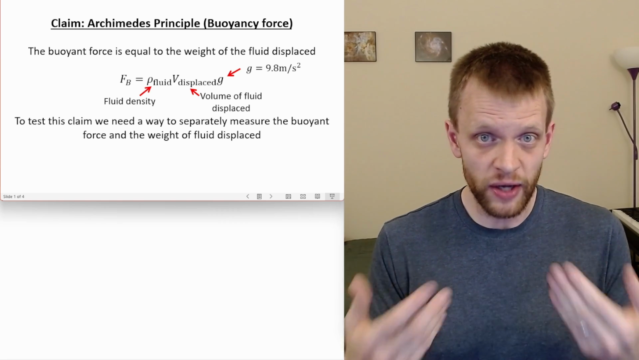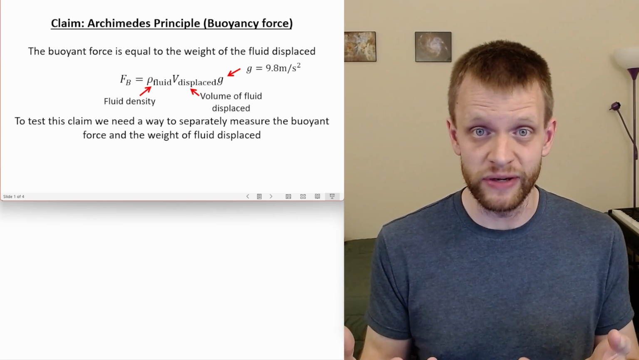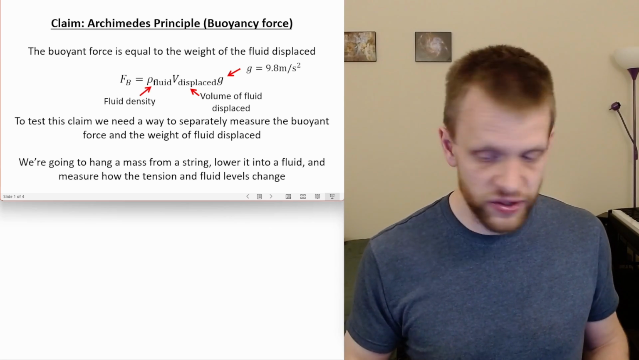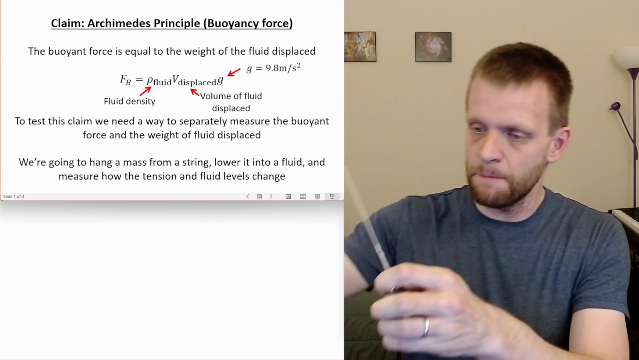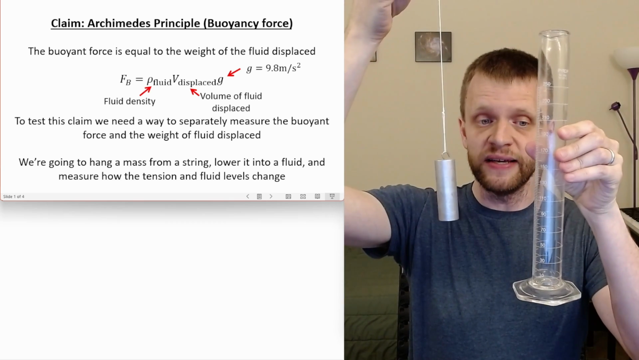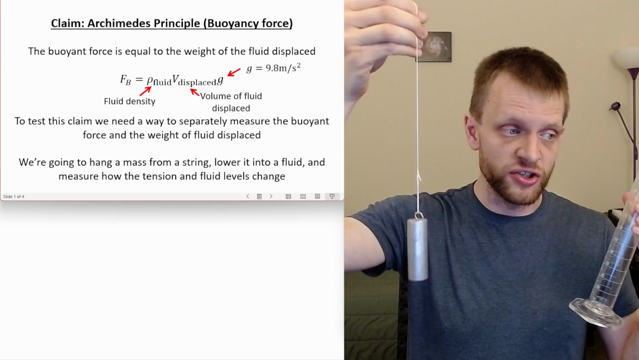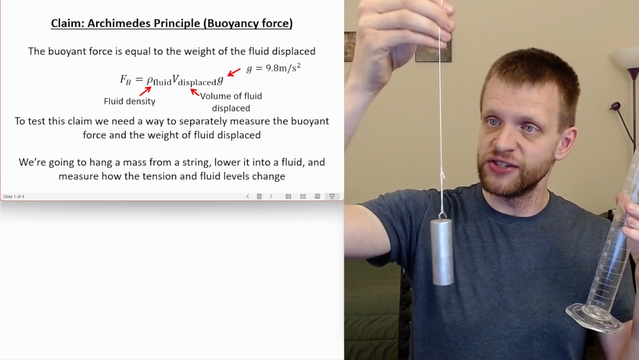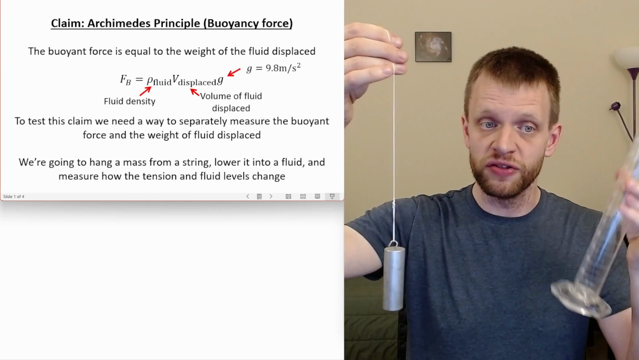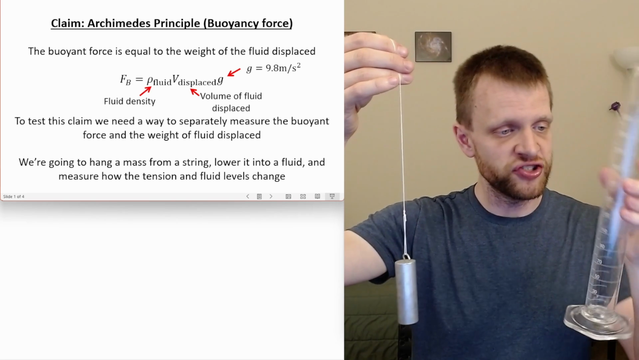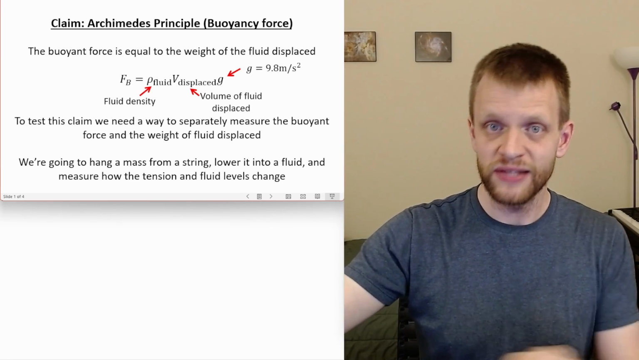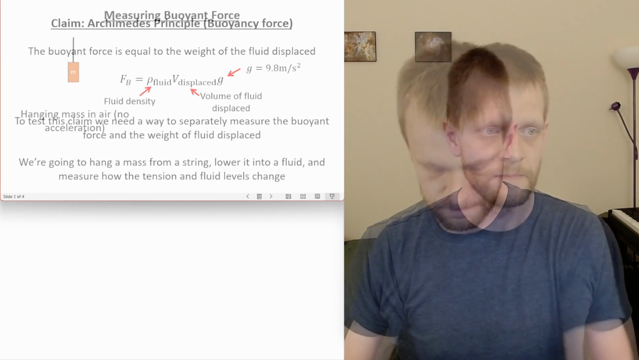If the claim is not true, then there shouldn't be any reason that those two values would match up with each other. And we're going to do this by hanging a mass from a string and submerging it into a fluid. And we're going to separately measure the buoyant force based on how the tension in this string is changing, and measure the weight of the fluid displaced based on how this water level is changing. So let's look at this in a little bit more detail.